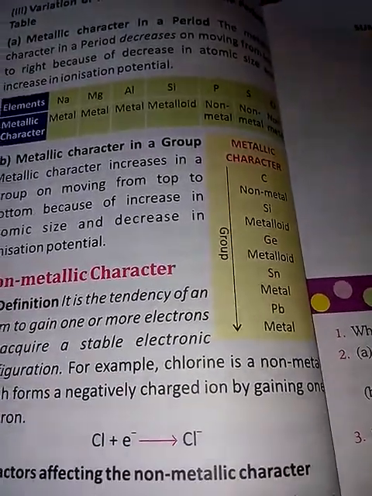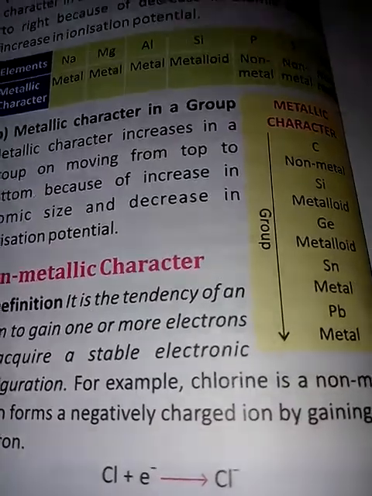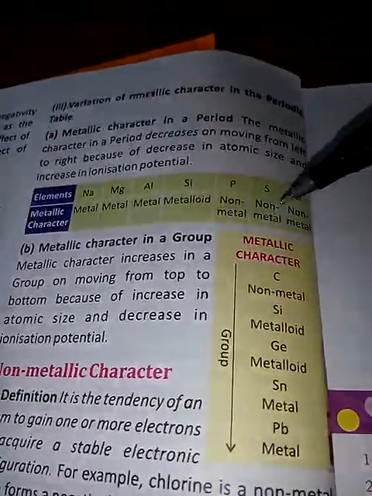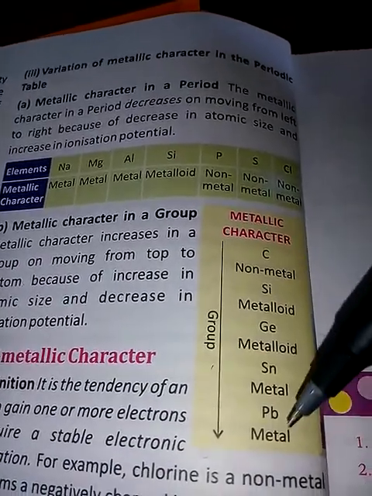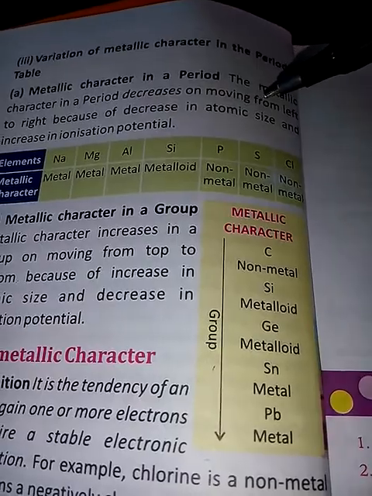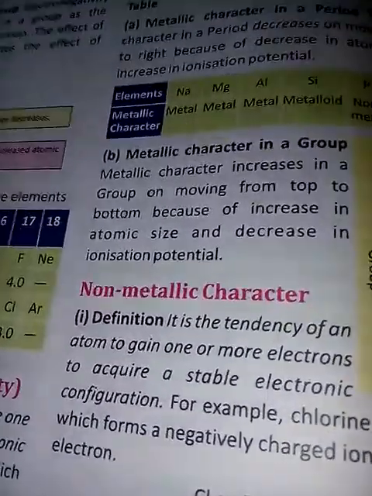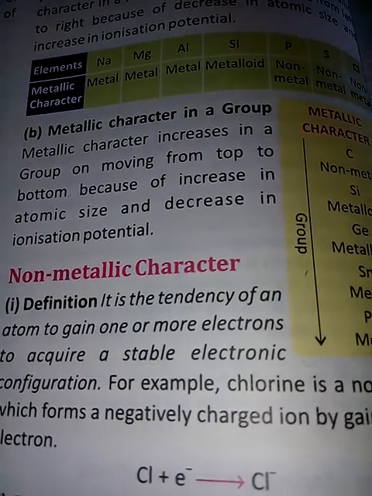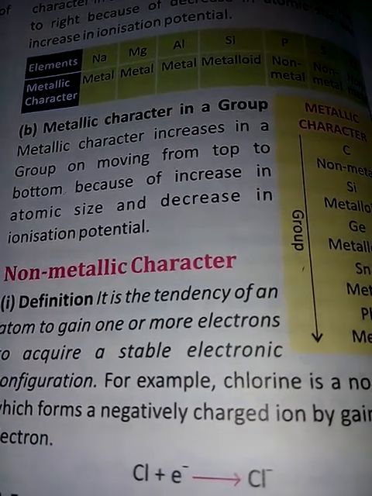Now, variation of metallic character in the periodic table. Already I told you that when we move from top to bottom, metallic character increases. When we move from left to right, metallic character decreases. And what do we understand by the metallic character? How easily an atom can lose an electron.